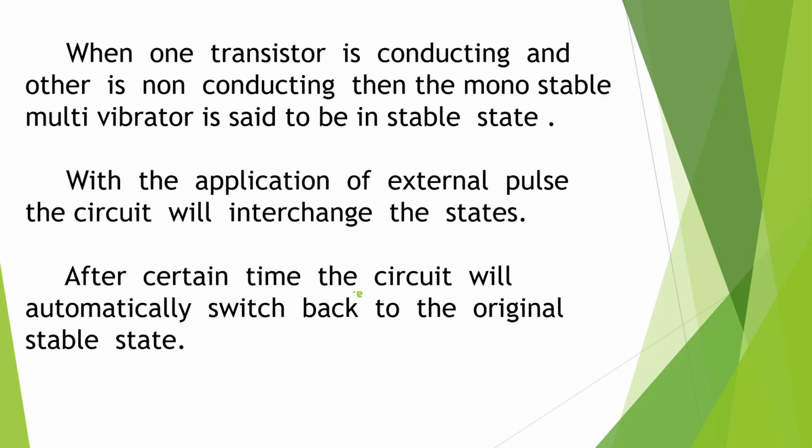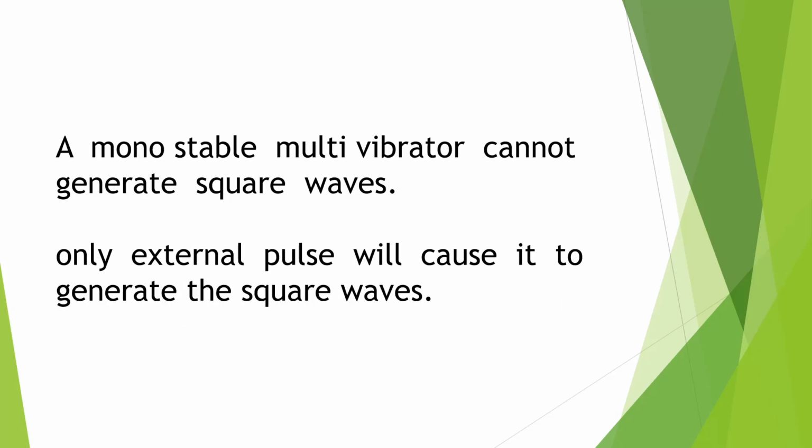When one transistor is conducting, the other is non-conducting. In this state, we can set the stable state. With the application of an external pulse, the circuit will interchange the state. After a certain time, the circuit will automatically switch back to the original stable state. A monostable multivibrator cannot generate square waves by itself. Only an external pulse will cause it to generate square waves.